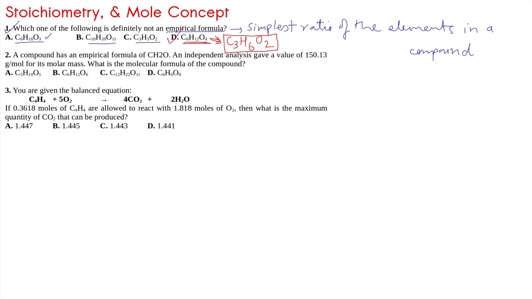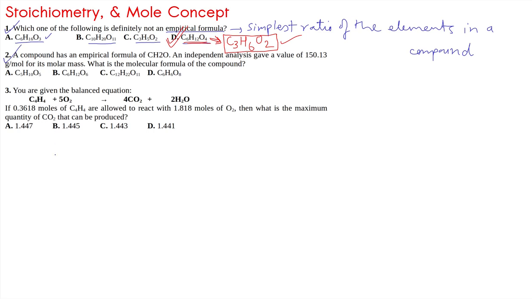So the correct answer here should be D, because the correct empirical formula should not be written as C6H12O4, rather it should be written as C3H6O2. I hope you understood this problem. Now let's come to the second question.